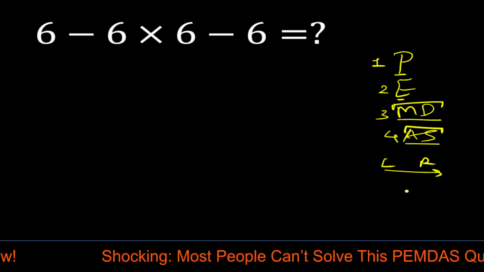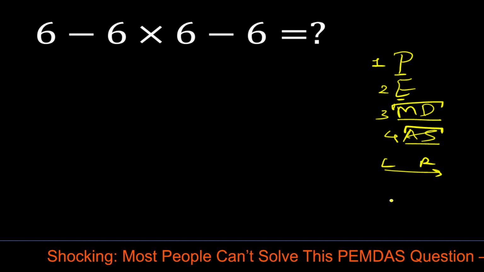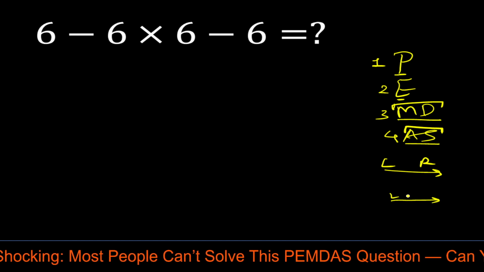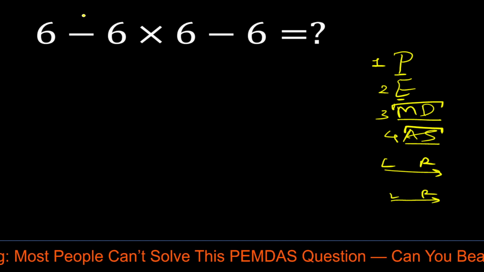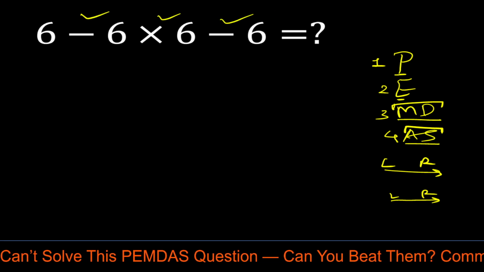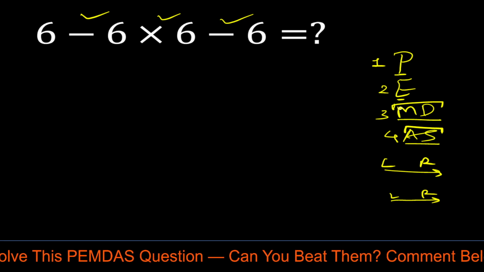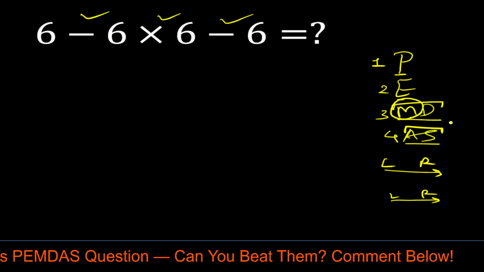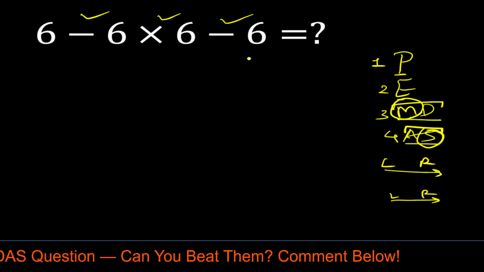Also addition and subtraction both have equal priority. So we have to solve it from left to right. So in this question, here we have subtraction, here multiplication, and here subtraction. So according to the PEMDAS rule, first we have to solve multiplication, then we have to solve subtraction, right?